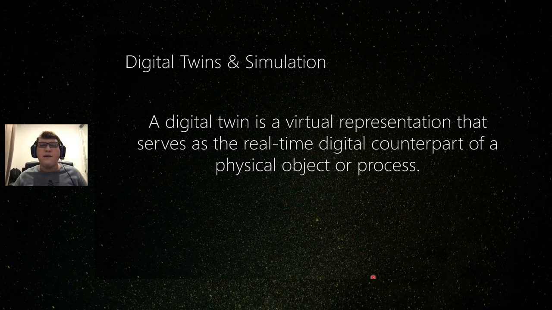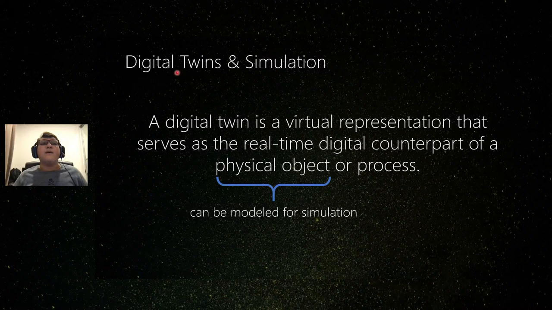That is the way. But as you can see, this physical object, as I mentioned just now, can be modeled for simulation. So digital twin and simulation are like buddies. It's like brother and sister. This physical object can be modeled as simulation, and simulation is able to give this to the digital twin. It can also control the real machine.